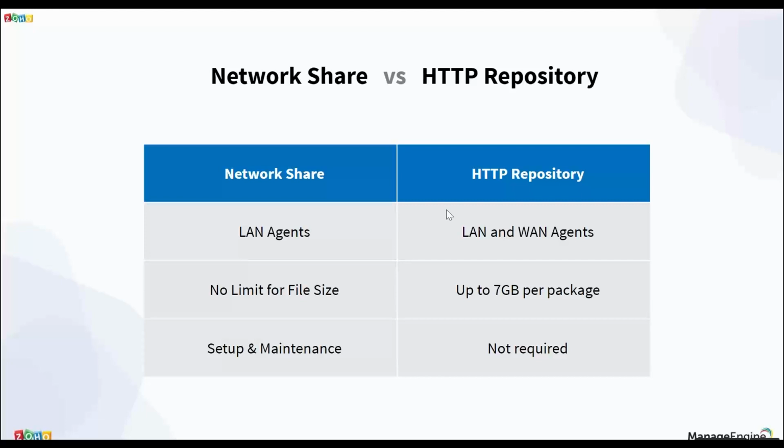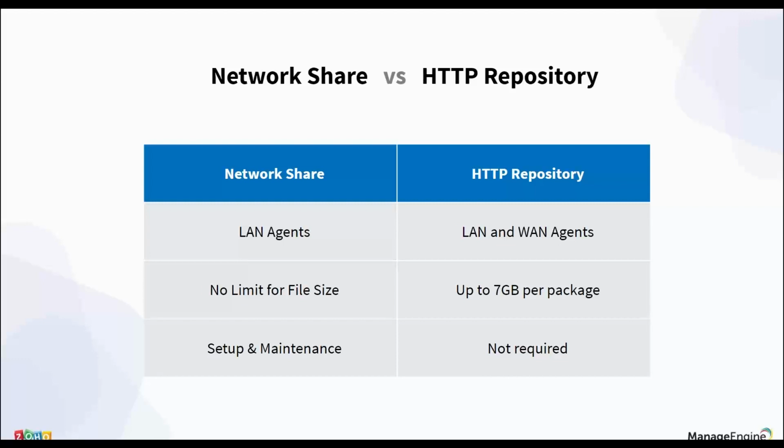So network share has its own advantage. There is no limit for the file size, right? It depends on how much hard drive space you have allocated for the network share, the size of the folder and things like that. So there is no limit for it. You can make it as big a file as you can. But HTTP repository has a disadvantage there of being allowed only 7 gigs of data. But this 7 gigs is more than enough for at least 95% of the software that you might have come across. So you'll be able to make use of this feature easily there as well.